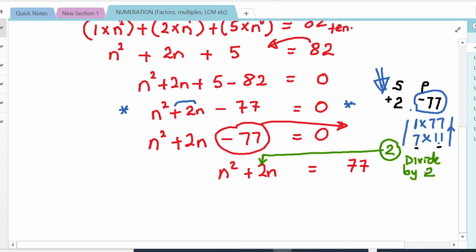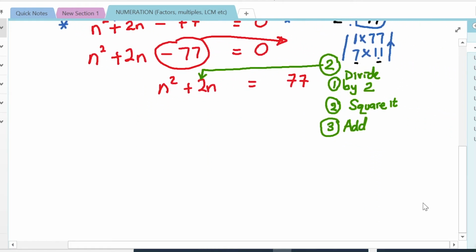We divide the number by 2. That's the first step we do. After dividing the number by 2, we square the answer. After squaring the number, the answer we get, we then add on both sides. So that's what we are going to do here. Those are the three steps.